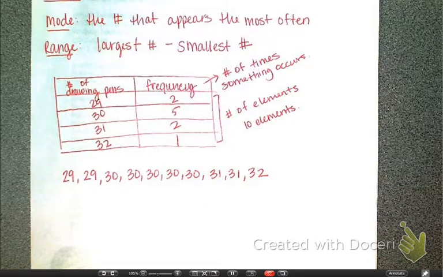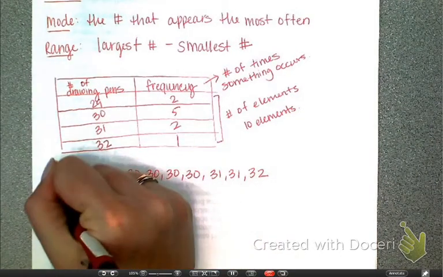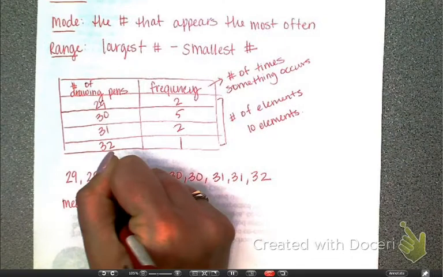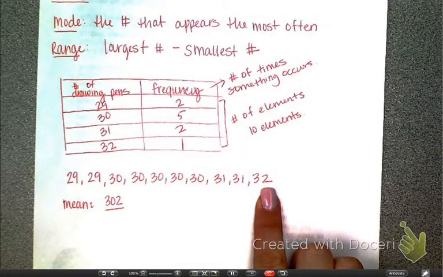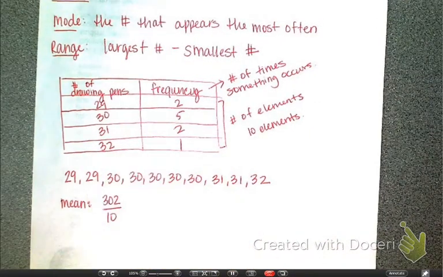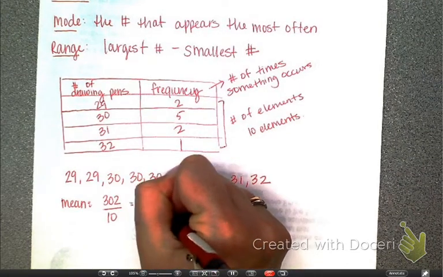Could I find the mean from these data points? Yep. Add them all up. Someone have a calculator and can add up all those numbers for us? So we're starting with the mean. 302. 302? Okay. So 302, when I add all of those up, divided by the number of elements, which is 10. So the mean is 30.2.